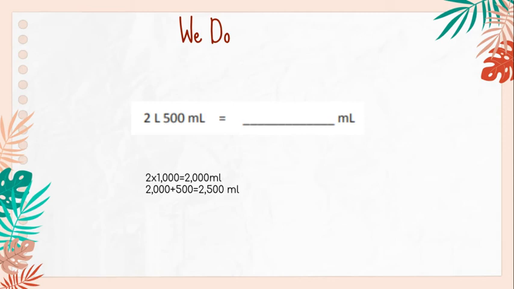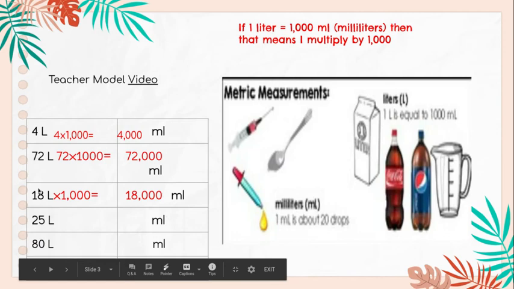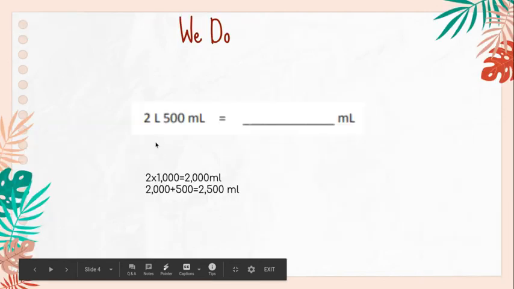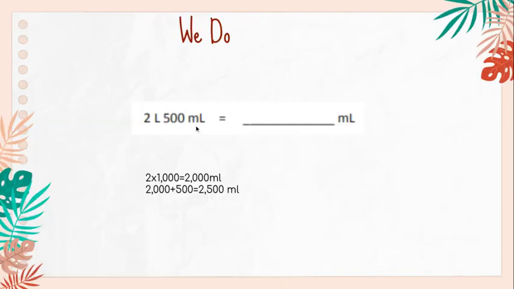Now, this is what we call a mixed unit. This says 2 liters and 500 milliliters equals how many milliliters? Now, this is a mixed unit because it has both liters and milliliters in one. If you look back here, it only had liters on this side to turn into milliliters. But this one has liters and milliliters that they want you to turn all into milliliters.